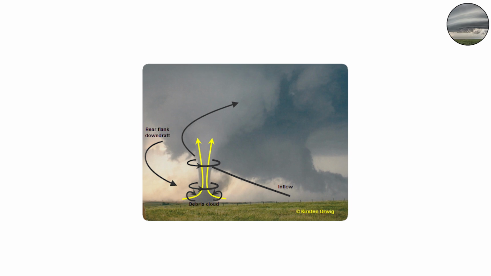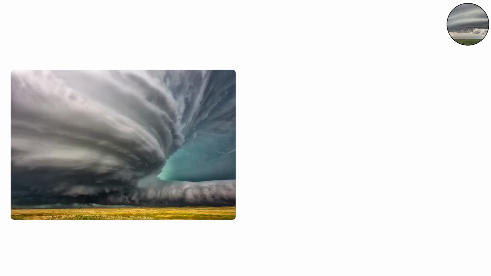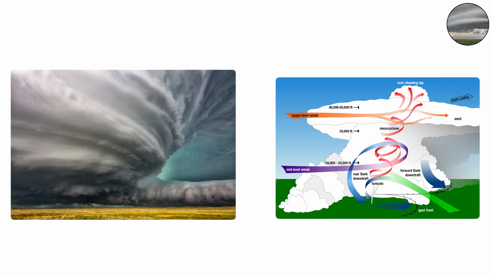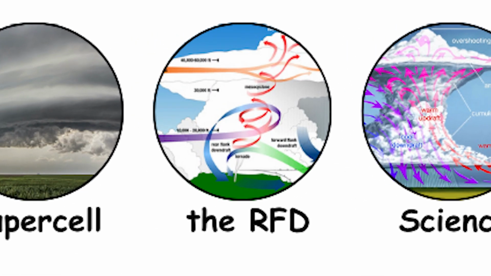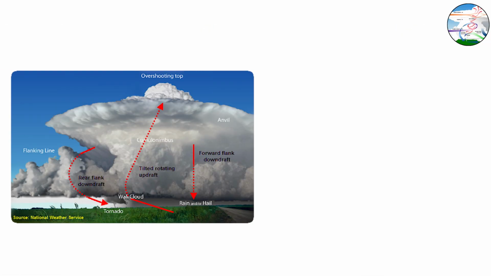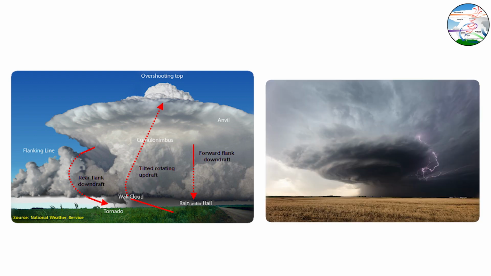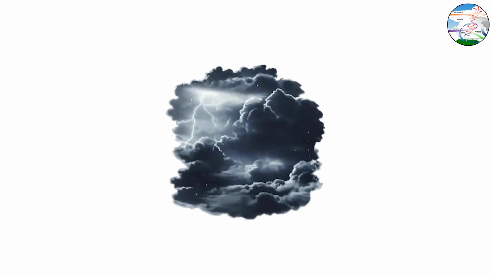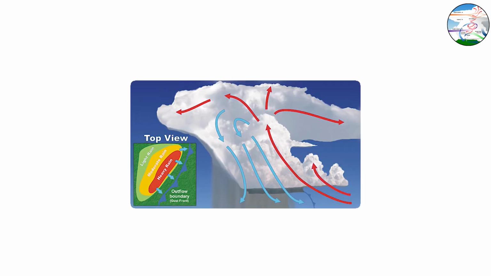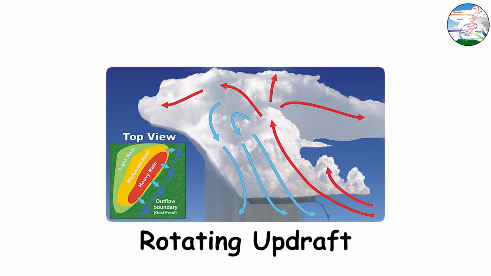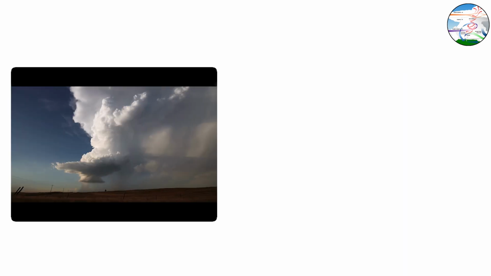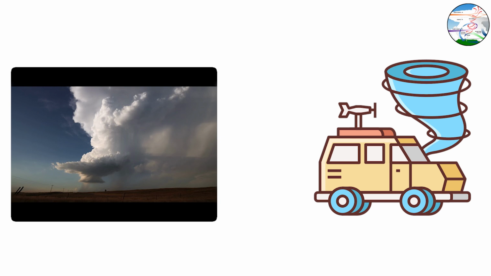The RFD is born inside this complex machine, and understanding supercells is the first step to understanding how RFDs fuel tornadoes. Defining the RFD. The rear flank downdraft, or RFD, is a mass of sinking air that develops on the backside of a supercell thunderstorm. It descends rapidly from the mid-levels of the storm and then curves around the rotating updraft. Visually, it can create a clear slot, a dramatic bright gap near the storm's base that storm chasers often recognize as a sign that a tornado may form.